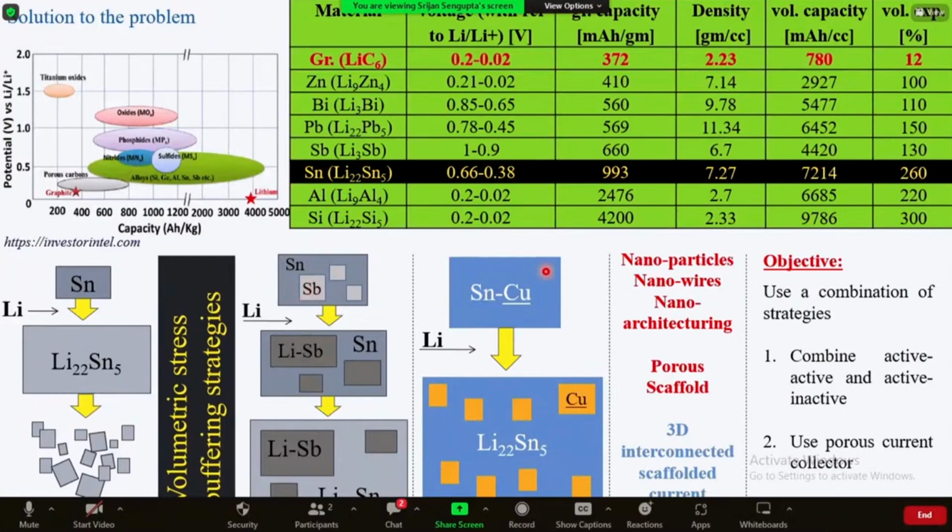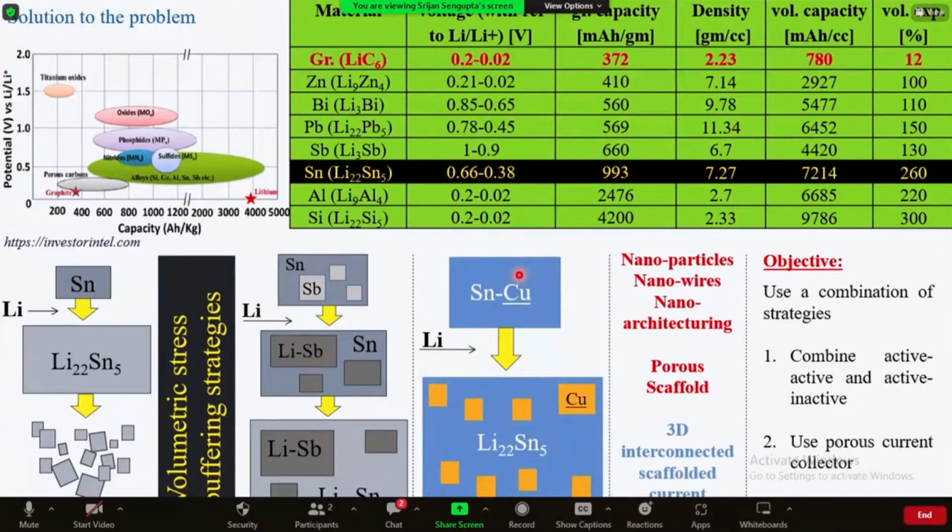Or you can take another material like copper, which is inactive towards lithium. What will happen is, when the tin takes lithium, the copper will come out in the matrix. And when volume expansion happens, the stress will be taken up by copper. It will plastically deform to take that stress, and your entire structure will be safe from fracture. So these two are called chemical buffering.